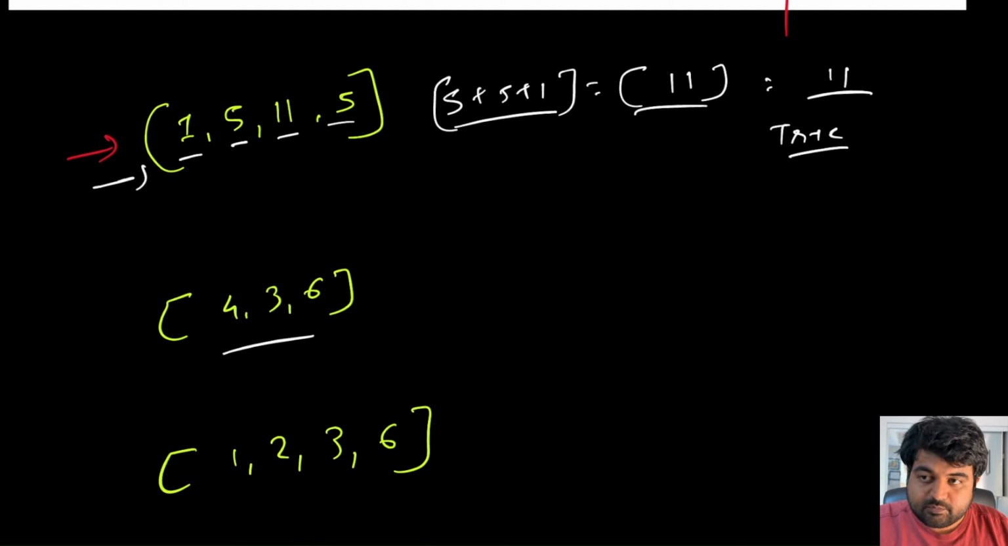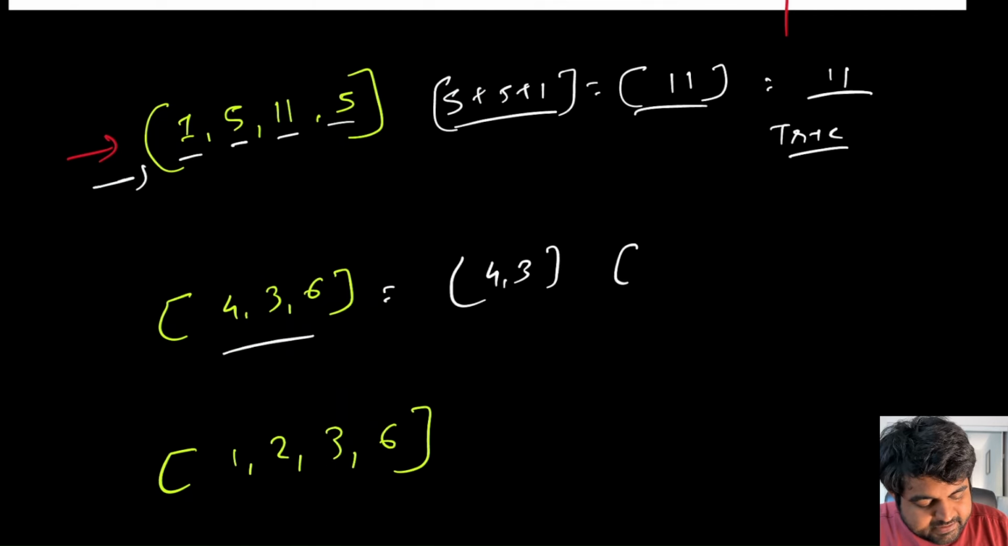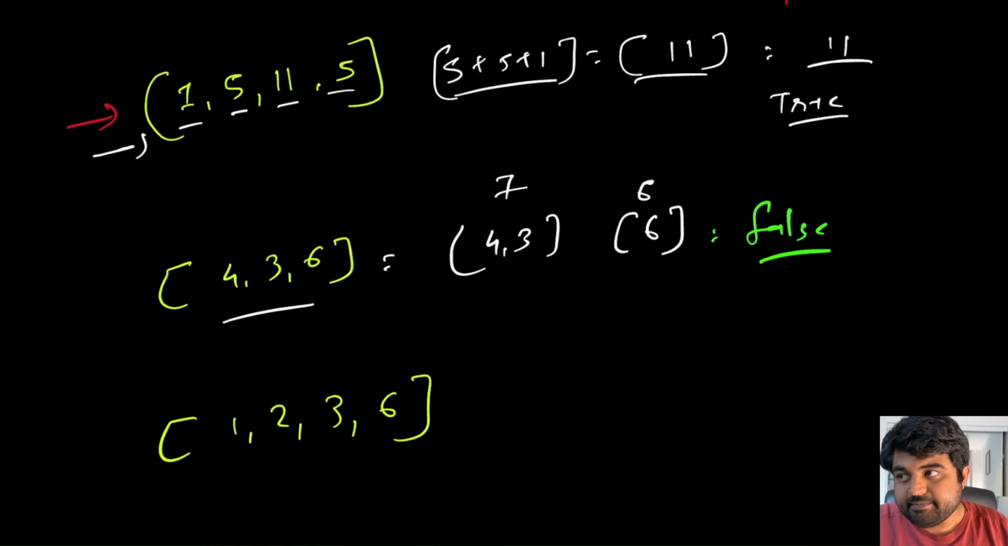Let's try to take one more scenario, 4 3 6. Now in this case, we cannot create a partition where the sum is going to become even. If we create a partition like 4 and 3 and the second partition is 6, then it doesn't work, because this is going to be 7 and this is 6, and there are no other partitions that you can make. So in this case, you will need to return false, because no such partition can be made.